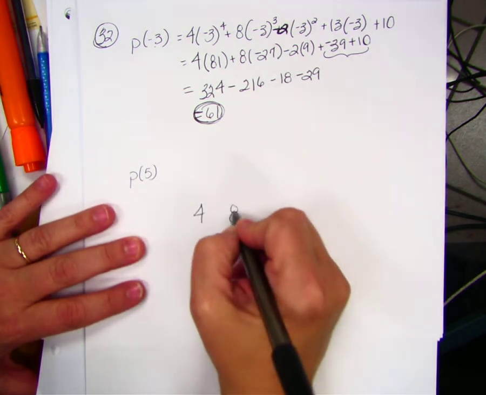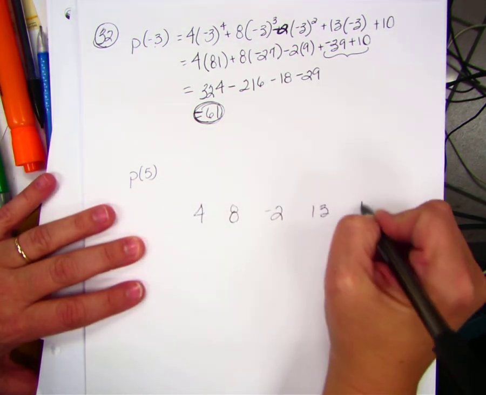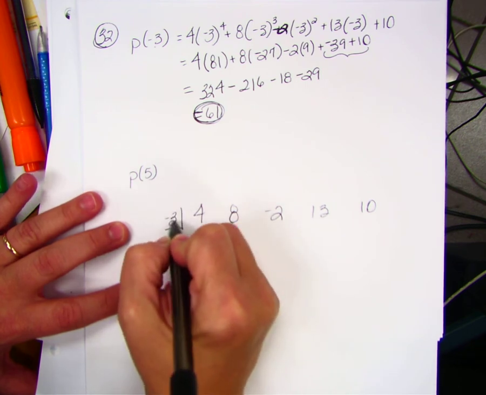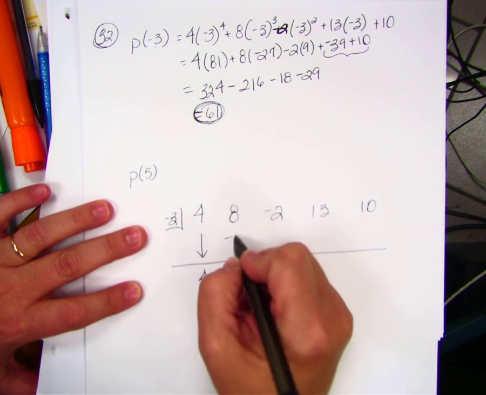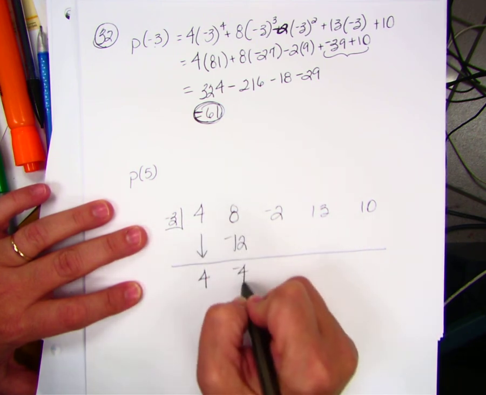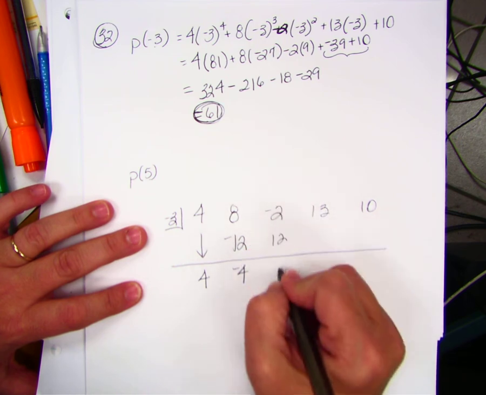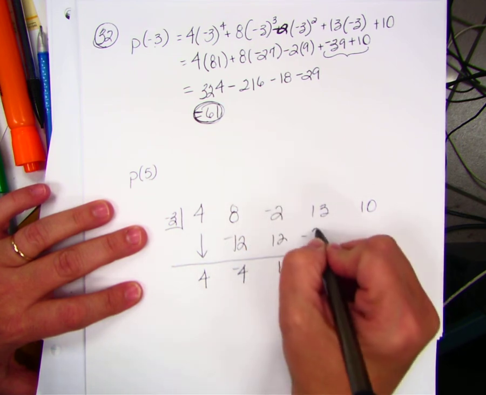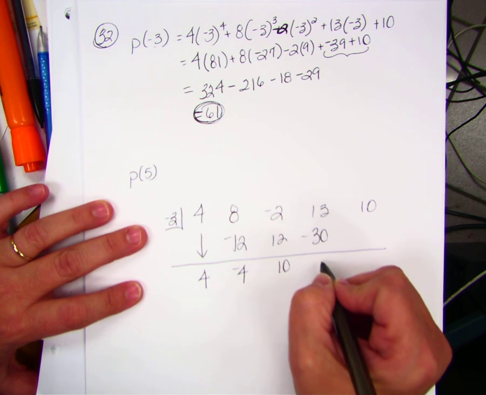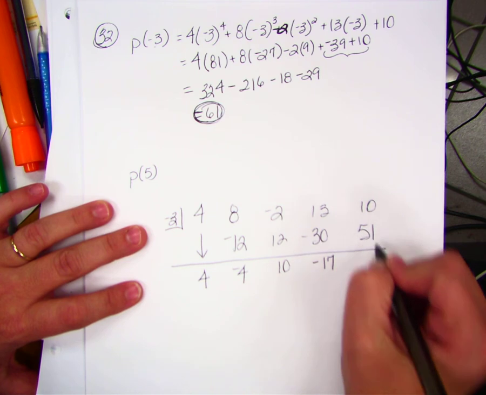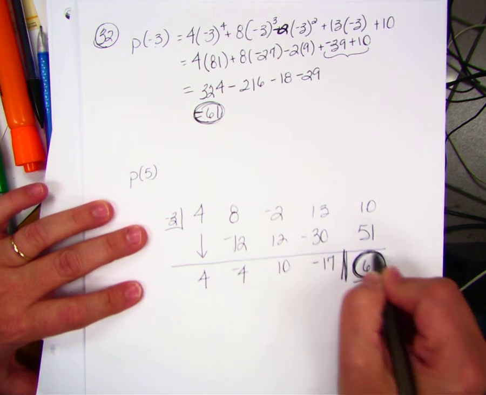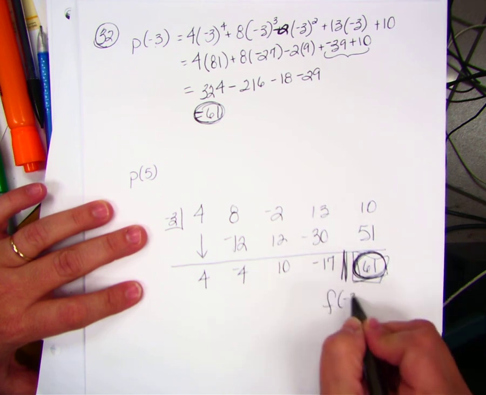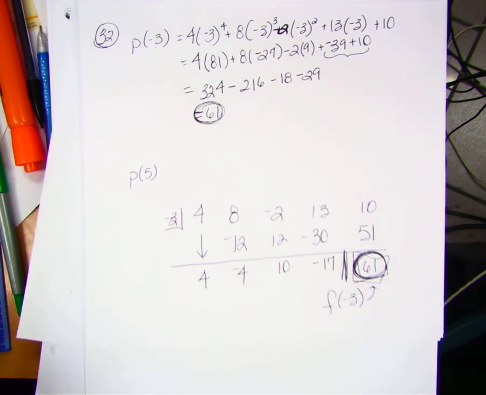4, 8, -2, 13, and 10. And I'm going to divide with that -3. So 4, that's -12, that's -4, that's 12, that's 10, that's -30, that's going to give me -17, which is 51 plus 10 is 61. See that 61? P of -3 is 61.